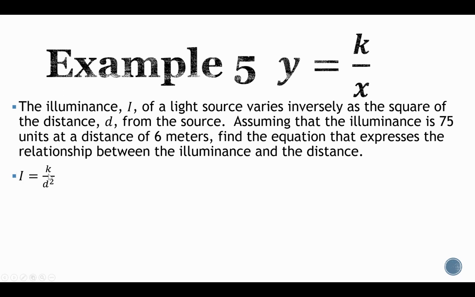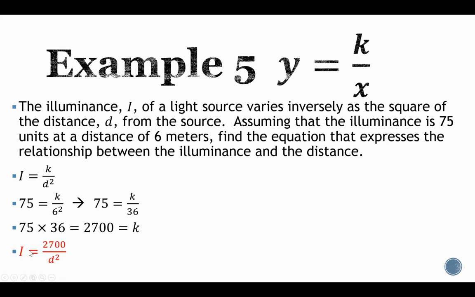So using our setup, you can see that illuminance is equal to some kind of constant over distance squared, d squared. And so to solve this, we have 75, our luminance, equals k over 6 squared, so 75 equals k over 36. You can solve this out by multiplying both sides by 36 to get 75 times 36, which is 2,700, is equal to k. And since we have our k value, we can now utilize this equation to solve for additional distances.